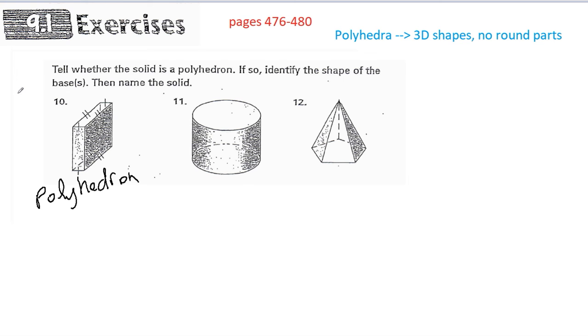Is it a three-dimensional shape? These are all three-dimensional shapes, what they sometimes call a solid shape, but no round parts. So number 10, I don't see any round parts in there. Number 11, is it a polyhedron? Well, I see kind of like a circle or an oval or something, and that's round. So I would say here number 11 is not a polyhedron. I can still talk about a base or bases if I want to, but because of this round part, it is not a polyhedron. It actually says, if so, identify the shape of the base. I'll still identify that, but it's not a polyhedron.